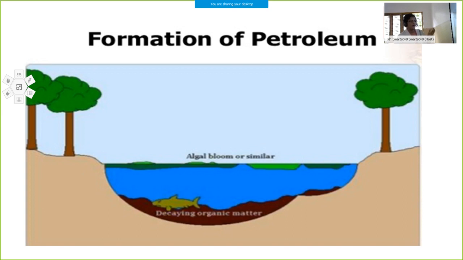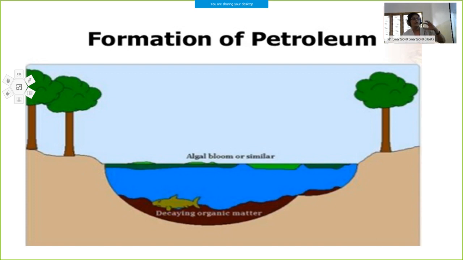Okay, so this is how petroleum is formed. Even on the land, under the land, in the Earth's crust, we can find this petroleum. Even in the oceans, deep under the ocean, they get settled, and from the ocean also we can get this petroleum. I hope you understood about the formation of petroleum.